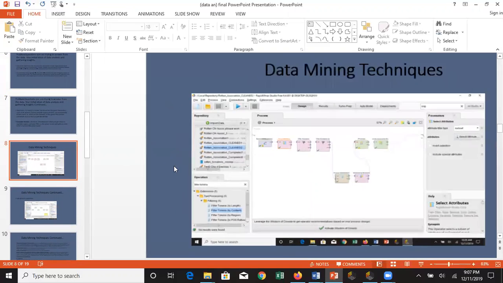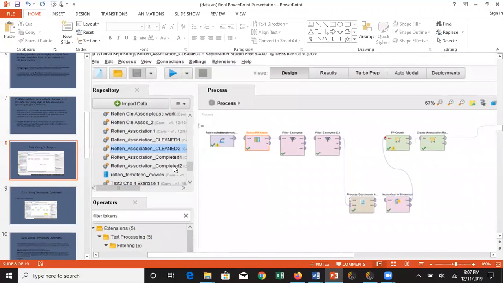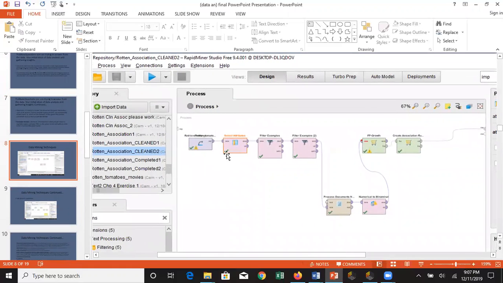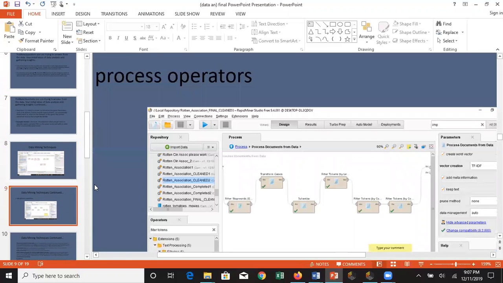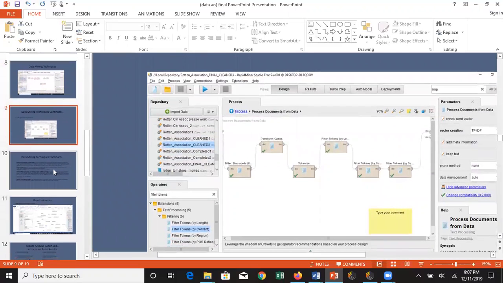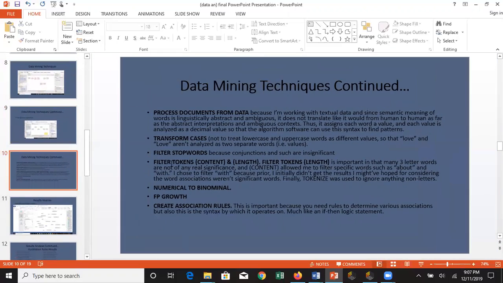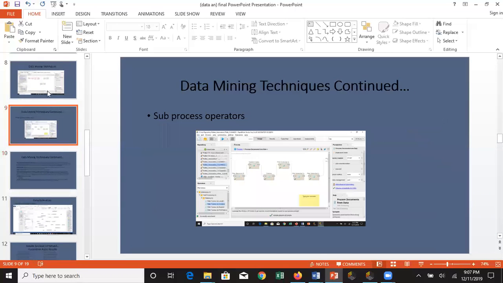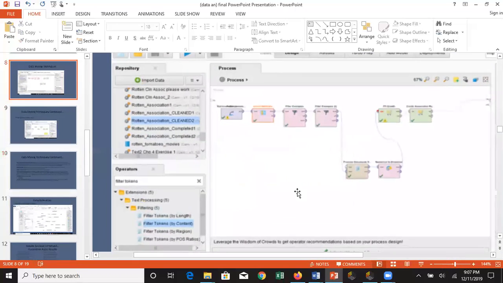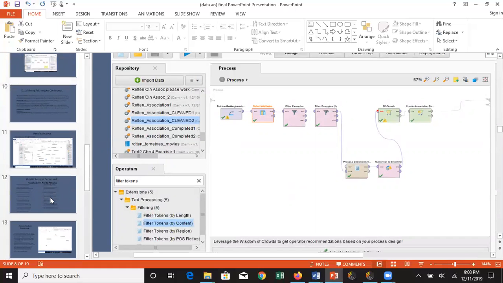The data mining technique that I used was, like I said, association. So I created an association and I selected the attributes, chose those two, genre and critics consensus, filtered that example, and I used the other filter example like I had stated, and we used process documents. And the process documents, of course, allow us to attribute values to the words. And I used lowercase transform cases.